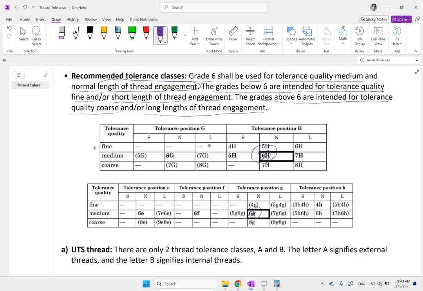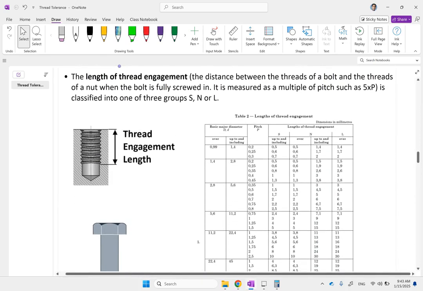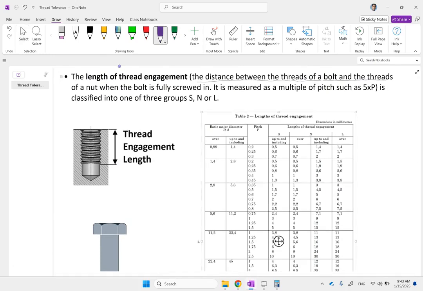And as you just learned, one important factor in deciding that is the length of thread engagement. Now, length of thread engagement, what is it? And it has 3 classes: short, normal, and long. Let's briefly look at that. The length of thread engagement is the distance between the threads of a bolt and the threads of a nut, or a male and a female thread, when the bolt is fully screwed in it. So here, if you look, when this bolt is gone inside this internal thread, the portion that the threads are engaged, that is the length of the thread.